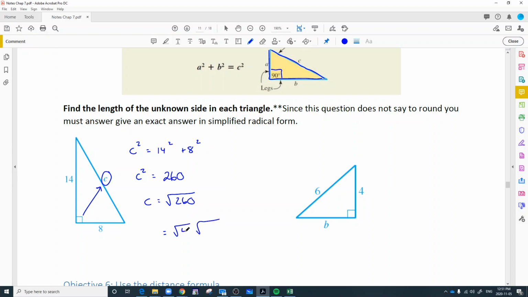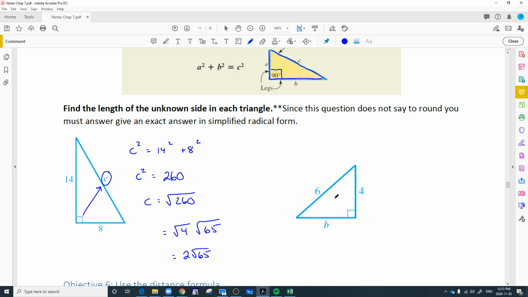So in my first radical, I'm going to put a 4. 4 times 65 is 260. So then simplified would give me 2 root 65. So now if I had to use this number in a further calculation, it's in its exact form. So pause the video, give this one a try.